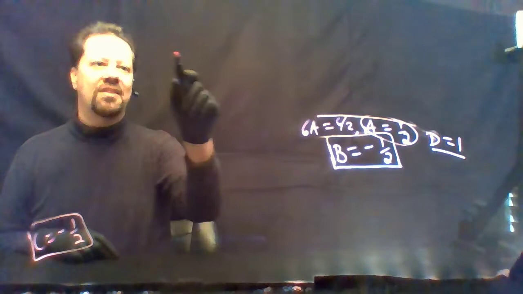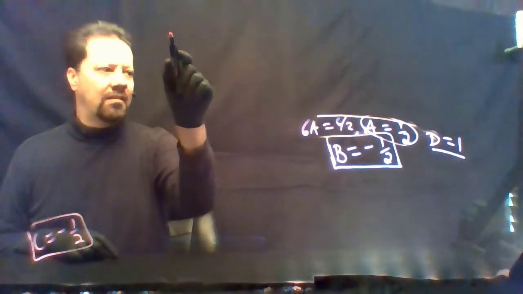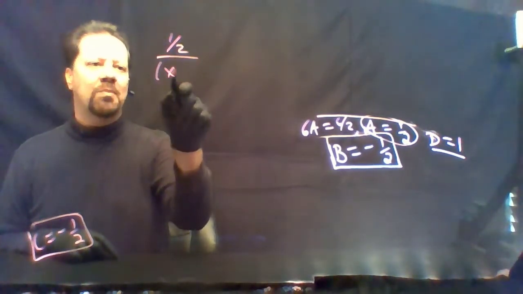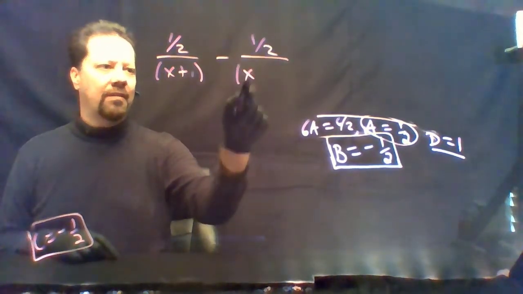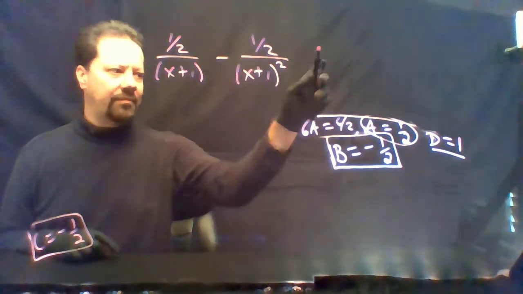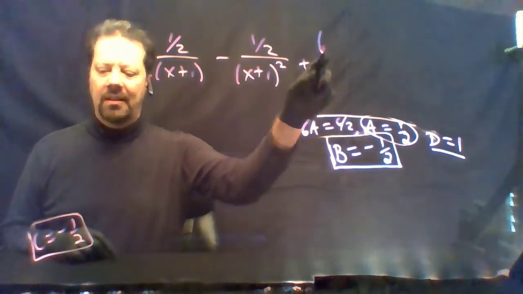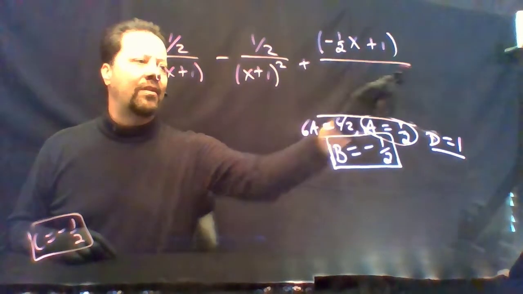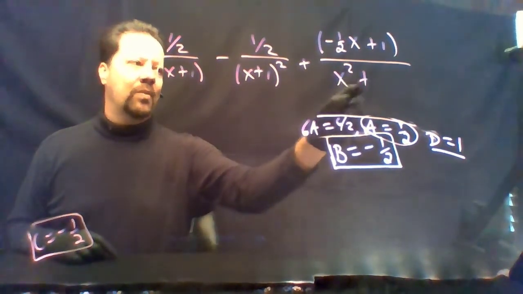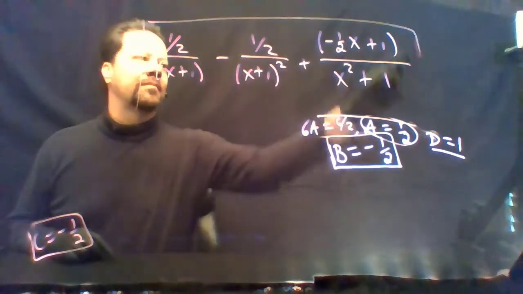Our answer is finally 1 half over x plus 1, minus 1 half over x plus 1 quantity squared, plus, left parenthesis, negative 1 half x plus 1, over the quantity x squared plus 1. There is another way to have done that last problem, and it's okay if you use an alternative method.